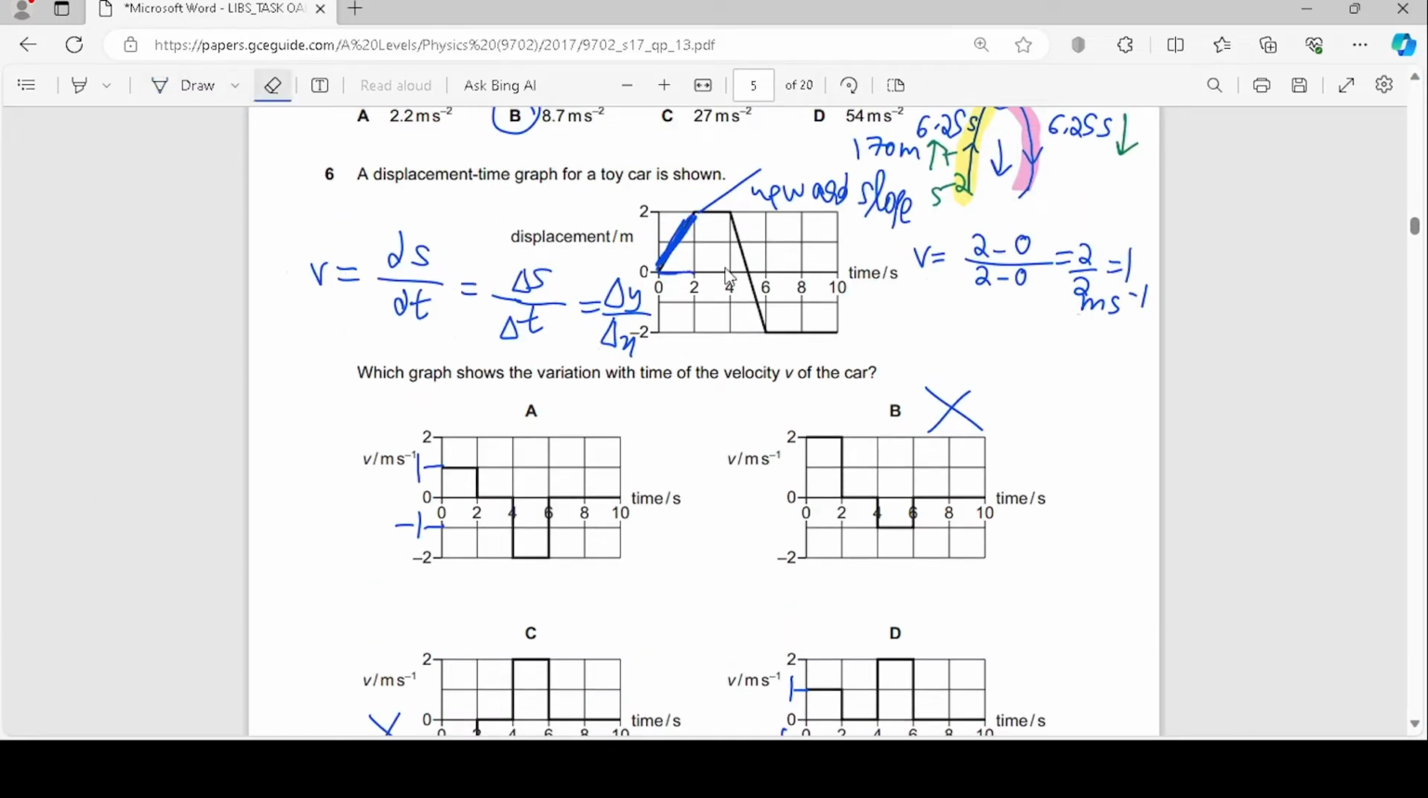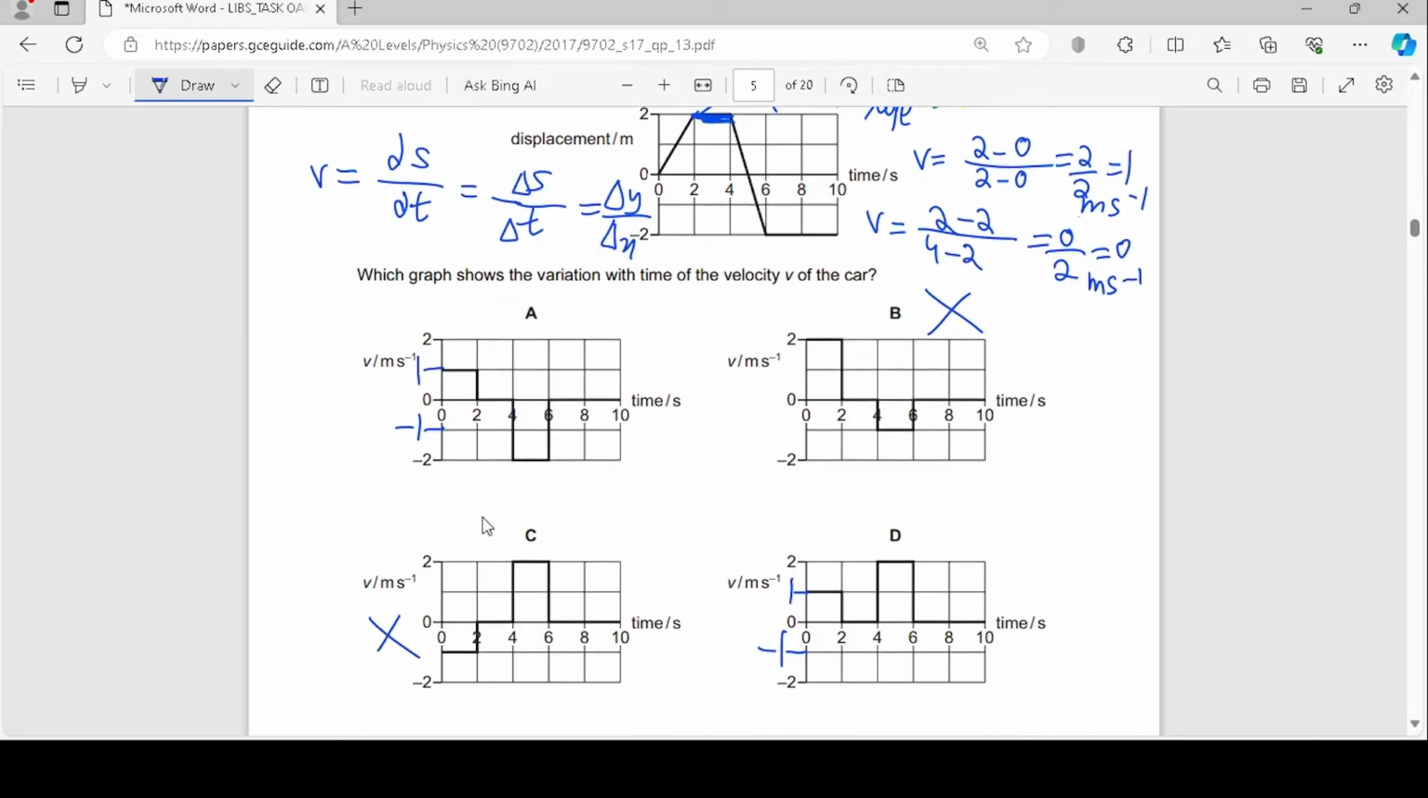Okay, now let's consider the second portion of the graph, which is from 2 to 4 seconds of the displacement time graph. Over here, if I calculate the gradient, obviously the gradient is 0. You can see that because it's a straight line like this. But if you want to see it in an equation, you just have 2 minus 2, the change in y, over the change in x, which is 4 minus 2. So you have 0 over 2, which is obviously 0. So the velocity is 0 meters per second.